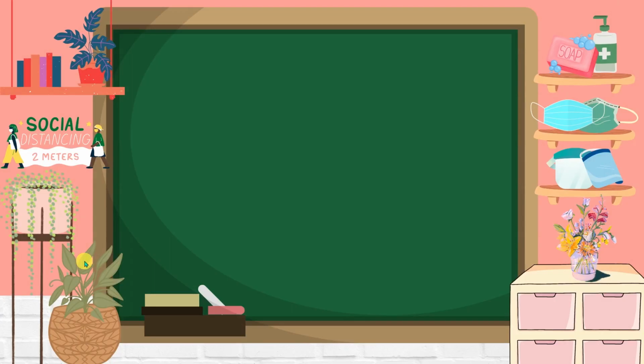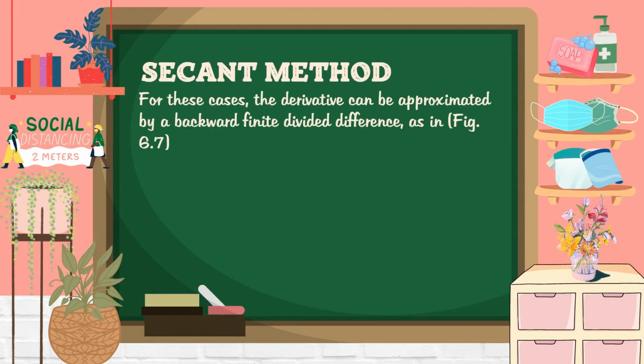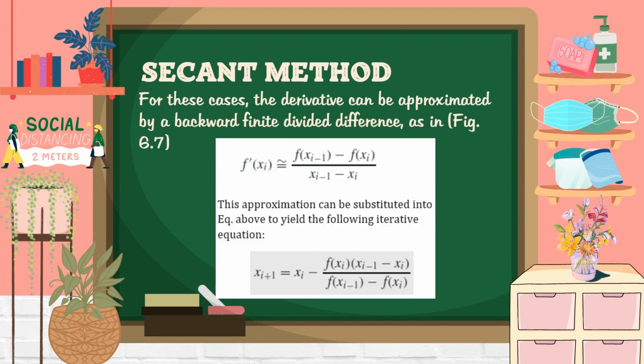So, continuing with our discussion, we're now going to discuss the second method. For these cases, the derivative can be approximated by a backward finite divided difference as in figure 6.7. So, the first derivative of the function at x sub i is approximately equal to the function of x sub i minus 1 minus the function of x sub i all over x sub i minus 1 minus x sub i. This approximation can be substituted into this particular equation to yield the following iterative equation.